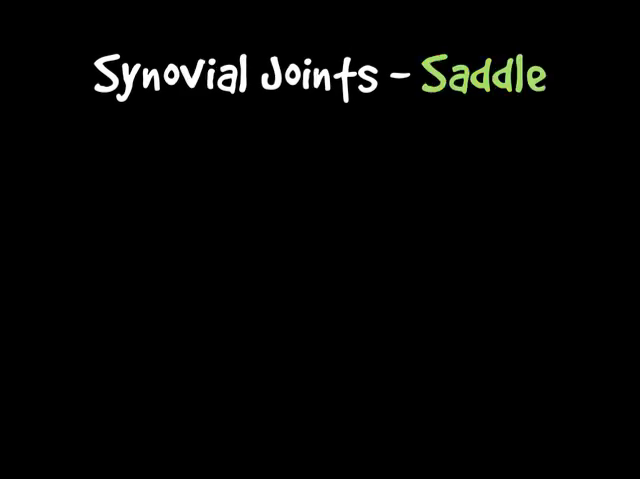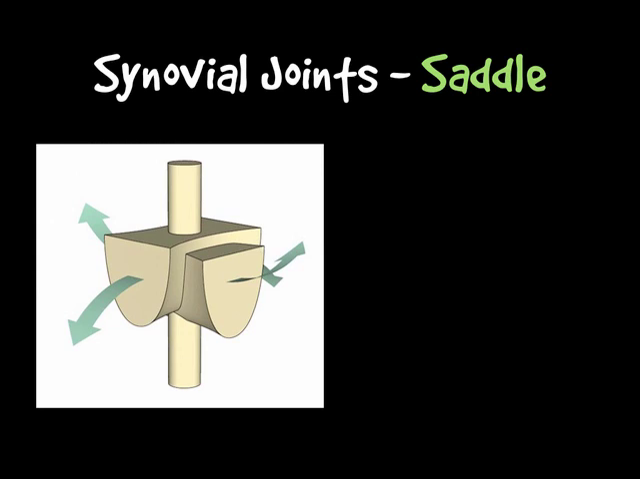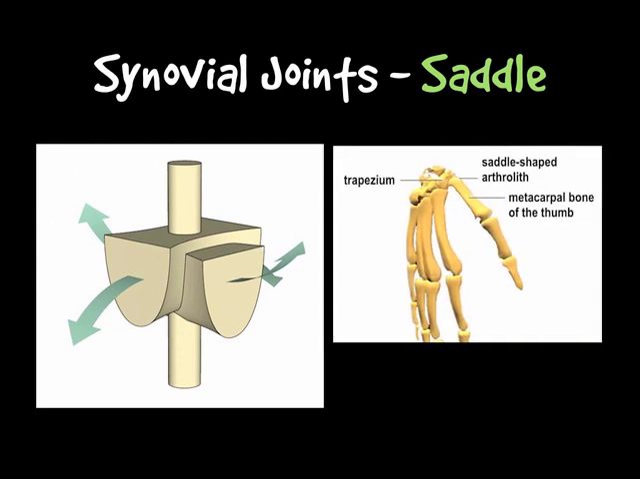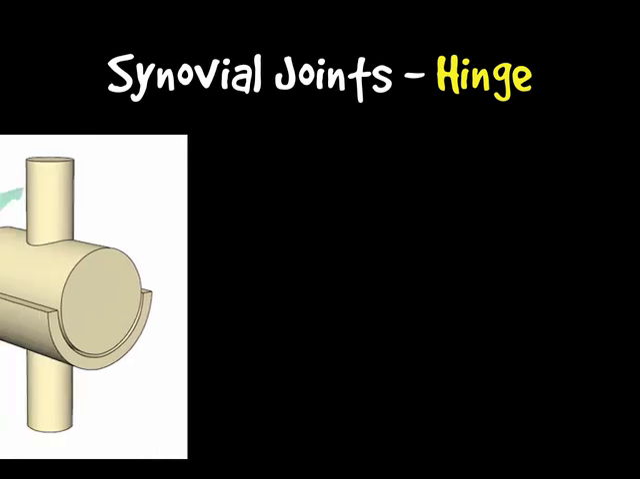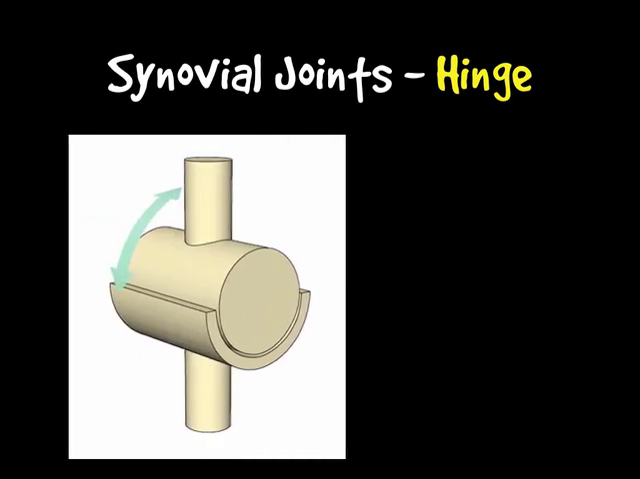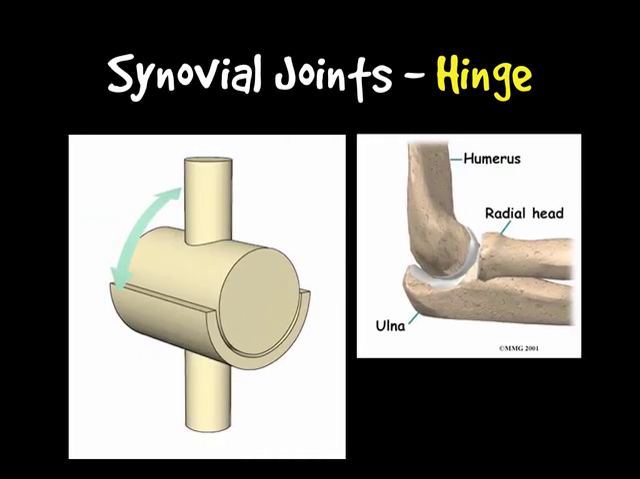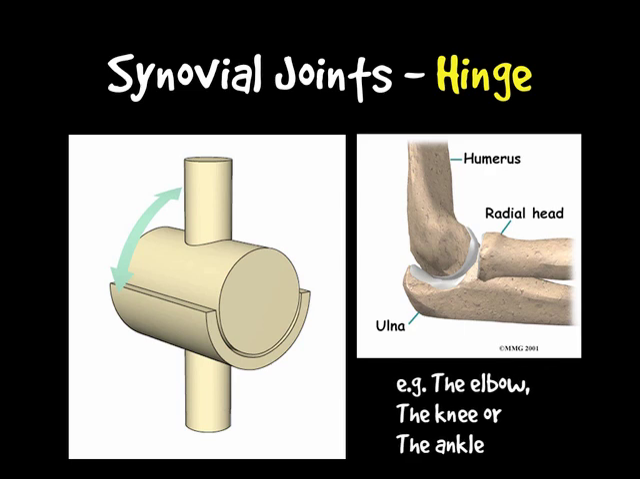The second joint is the saddle, and again this is an overview of what it does, or what it sort of looks like, and that's found in your thumb. So when you move your thumb, especially at the base of your thumb, it is a saddle joint. Third joint is the hinge, probably the most commonly known joint. Again, that's what it does, it looks like a door hinge, and it's generally found in these three areas: the elbow, the knee, or the ankle.